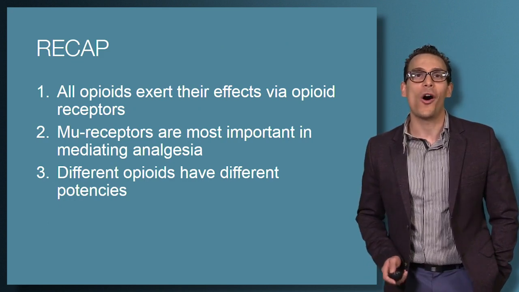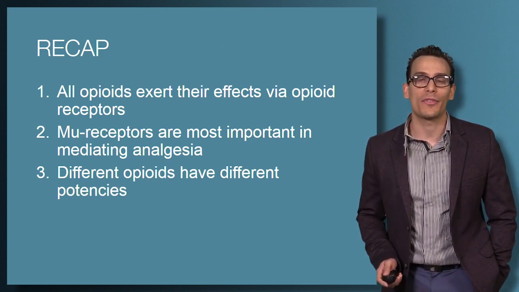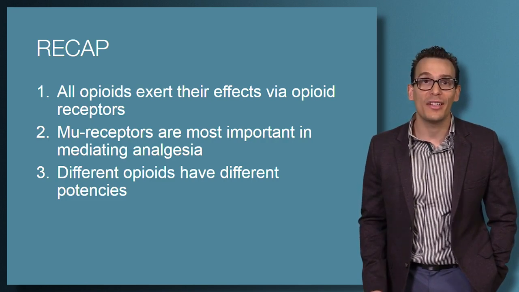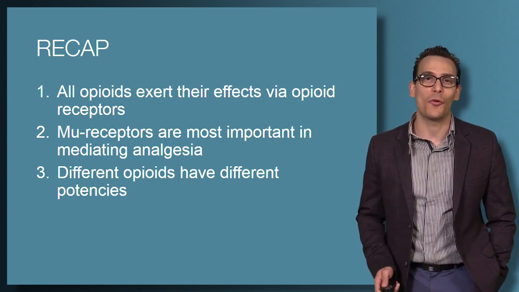So to recap, all opioids exert their effects via opioid receptors. Mu receptors are most important in mediating analgesia, and different opioids have different potencies.